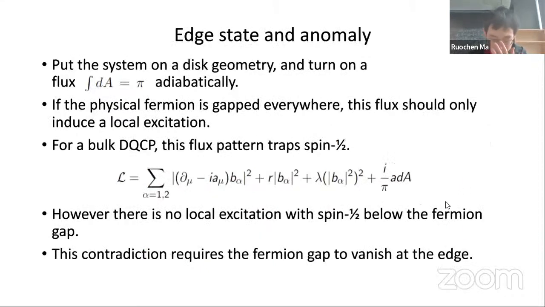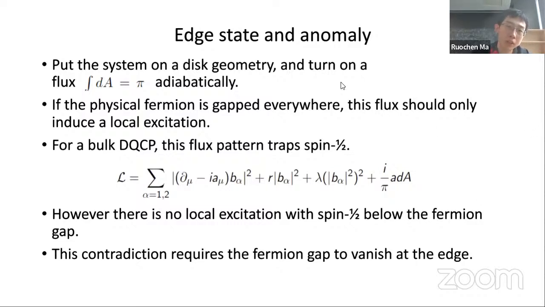And after some calculation on dynamics, we now finish this talk by talking about some kinematic constraints. So it is the constraint imposed by the notion of emergent anomaly, and it requires that the fermion gap must vanish on the boundary. I'll first give a physical picture followed by a rigorous mathematical proof.